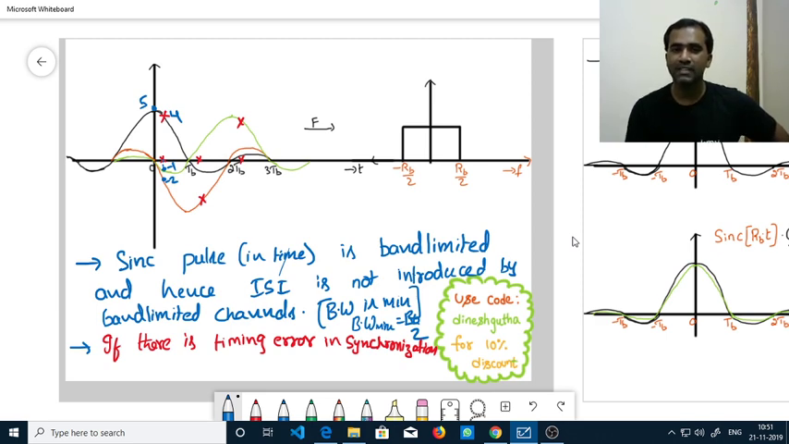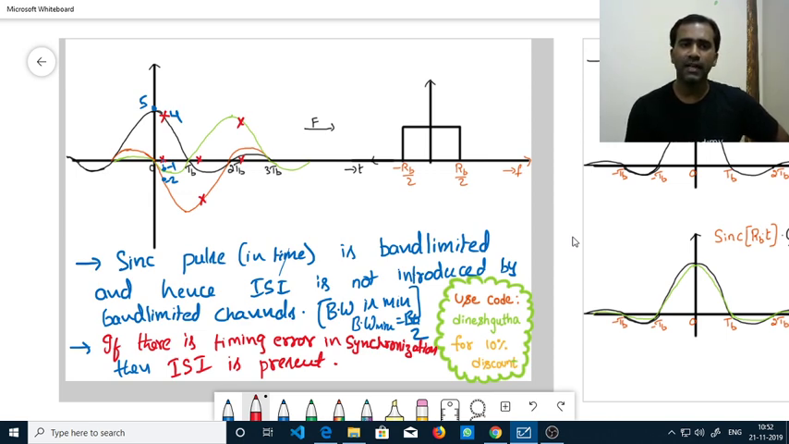If there is timing error in synchronization, then ISI is present. Whereas if there is no error, then there is no ISI, because if you are sampling at the right places, there is no ISI. But if you are sampling at the wrong places, then definitely there will be ISI, because the sinc pulses are in such a manner that they are interfering with each other, but they are not interfering at 0 time, TB time, 2 TB time, and so on. Exactly at particular time instants only, they are not interfering, but they are interfering in the remaining places.